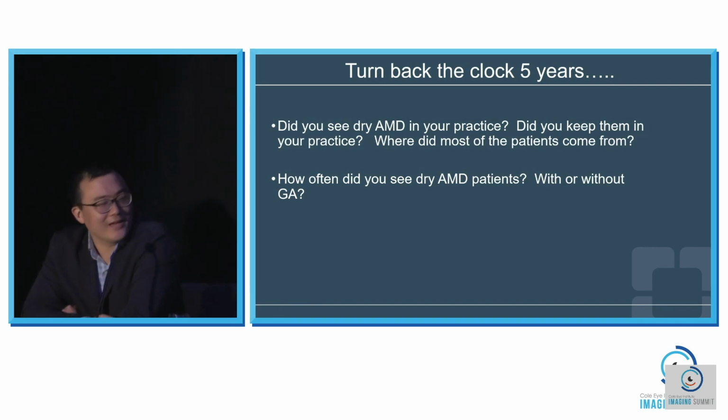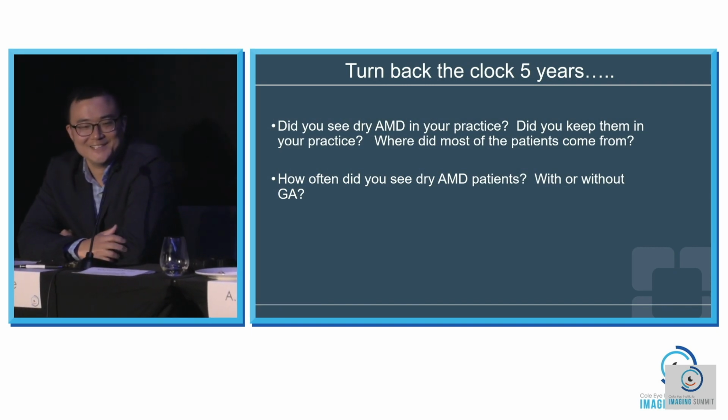Okay, great. Aaron, what about you? 5 years ago, I was at the VA, and so we had to keep them in our practice. And we would see them every 9 to 12 months or so. Okay. And Vas, in terms of your imaging protocol 5 years ago, what were you doing for these patients?